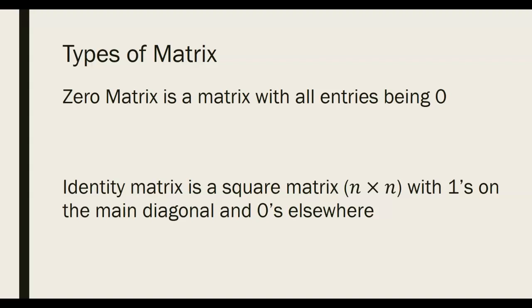And then the identity matrix is a diagonal matrix with ones on the main diagonal and zeros elsewhere. So basically we've seen this before, the identity matrix. We call it I sub n. So the identity matrix is a type of diagonal matrix, specifically the type where we have ones on the diagonal and zeros elsewhere.